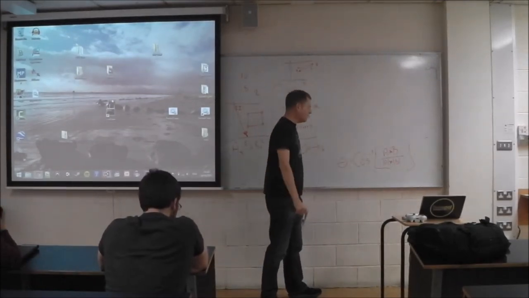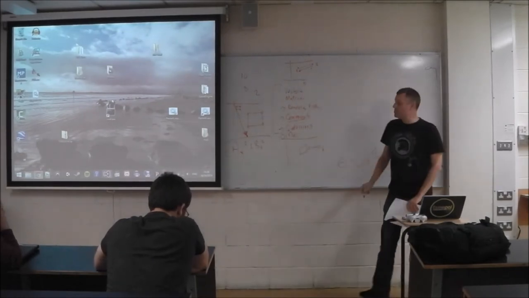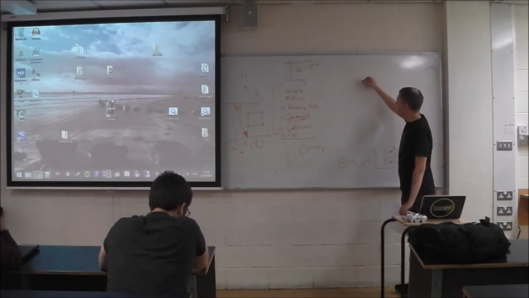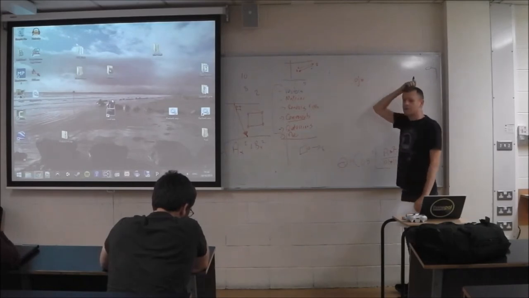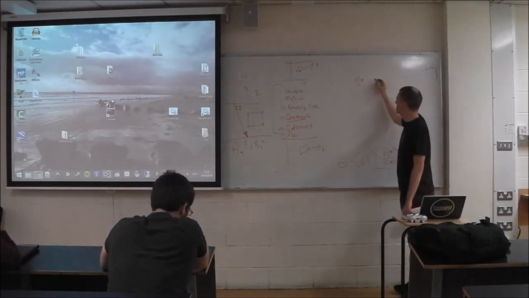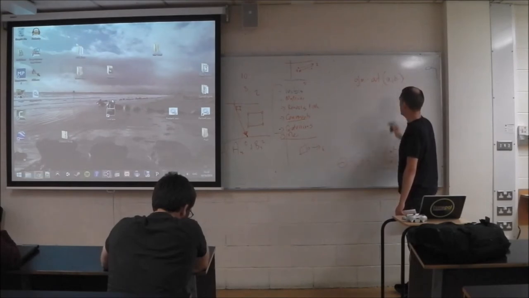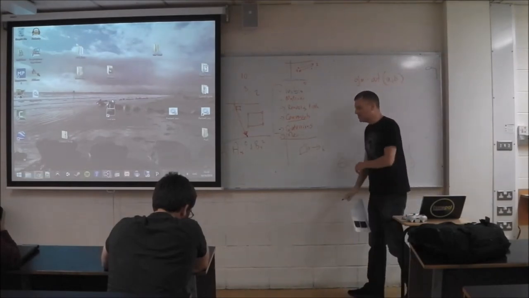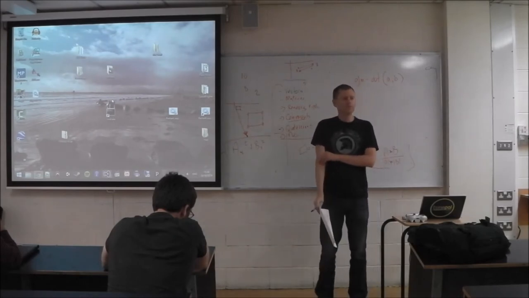So anyway, we never need to write this typically, because usually we could write GLM::dot, and then you go A comma B, and that will calculate the dot product. Interesting question. Can the dot product ever be negative?